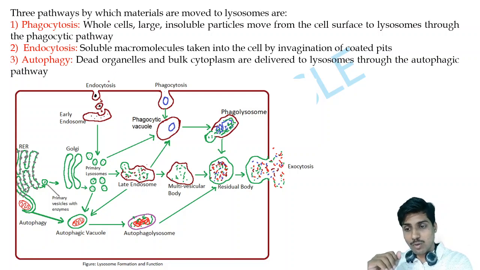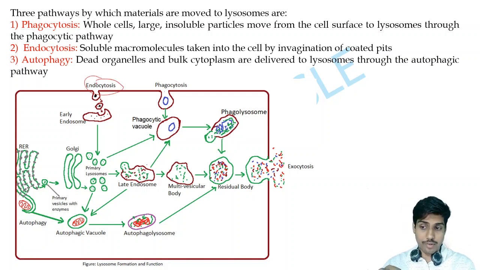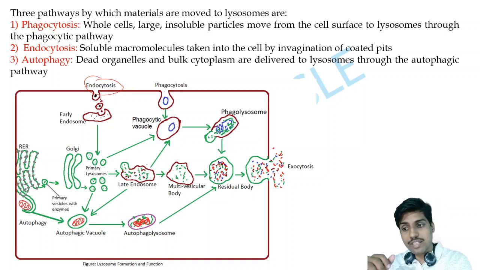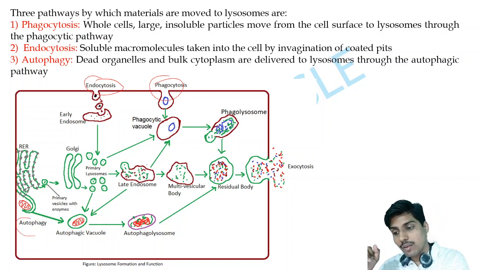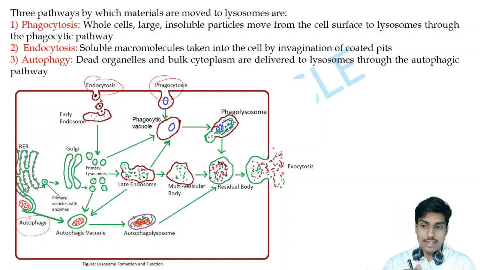The first process is obviously endocytosis, which we have already covered. The next one is phagocytosis, and the next function is autophagosis or autophagy. These are the processes by which the contents, foreign bodies or antigenic bodies come inside the lysosome. And by the process of exocytosis, whatever is formed after the processing or digestion of these particles is released.